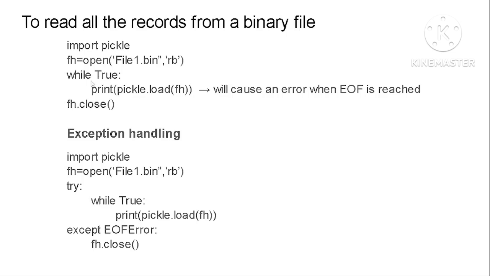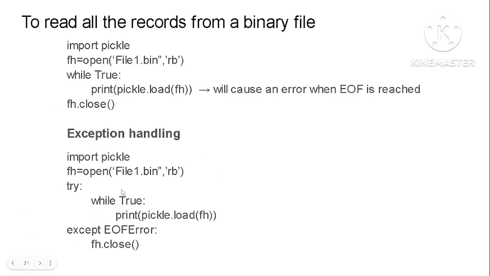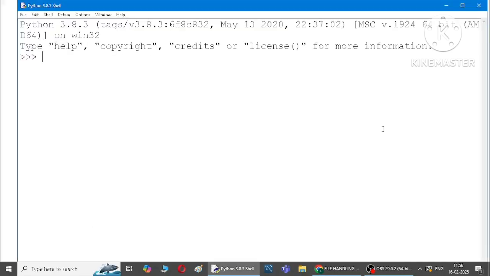To avoid that, the while True and the print which is used to read the records should be put inside the try block. So that when some error happens, the program will not get any issue. It will just come to the except handling and close the file. You will never know that an error has happened in the background. So this is how you read the records. For reading a record, you import the pickle module, open the binary file, and within a while True loop given in a try except block, load the record, and close the file when the error happens.